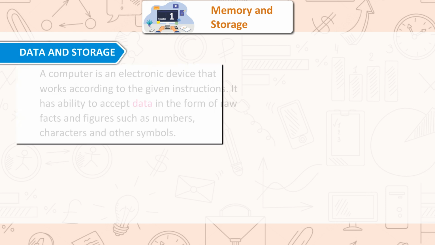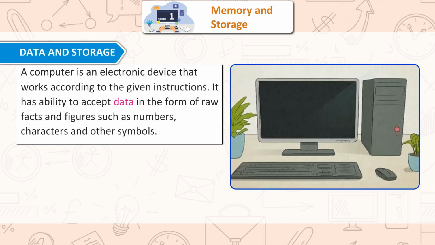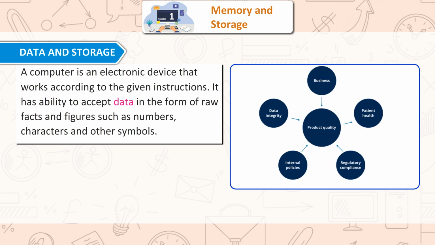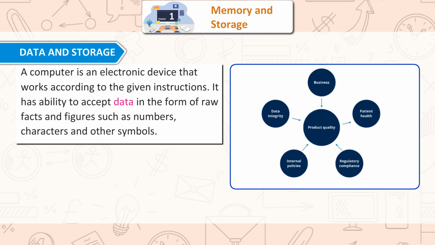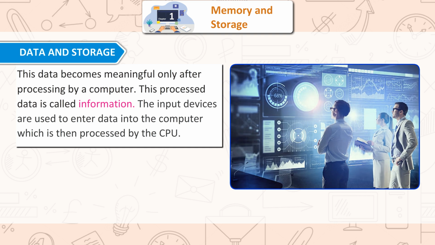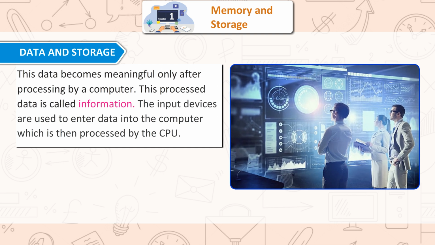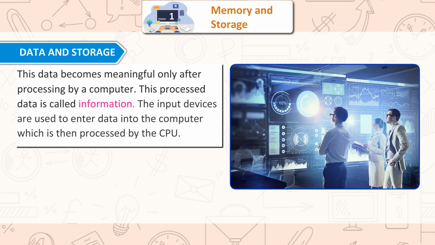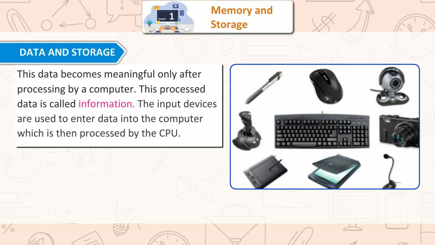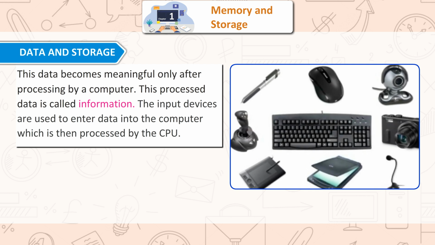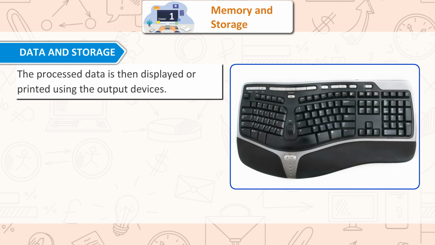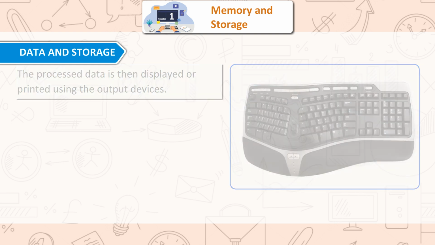Data and Storage. A computer is an electronic device that works according to the given instructions. It has the ability to accept data in the form of raw facts and figures such as numbers, characters, and other symbols. This data becomes meaningful only after processing by a computer. This processed data is called information. The input devices are used to enter data into the computer, which is then processed by the CPU. The processed data is then displayed or printed using the output devices.